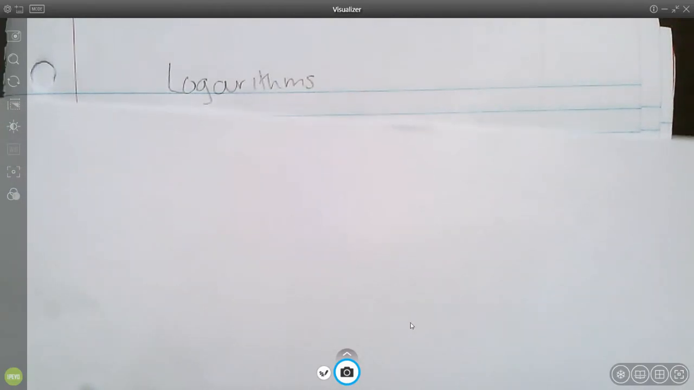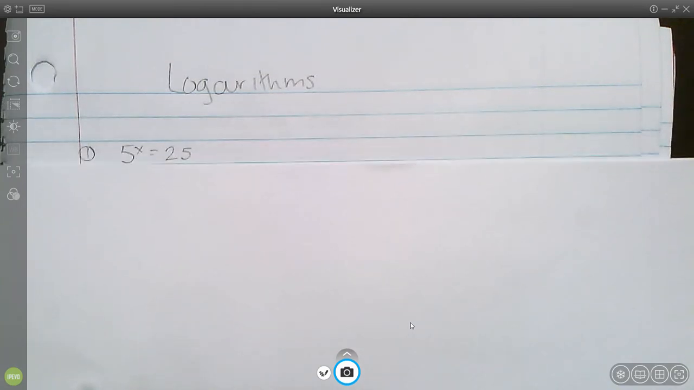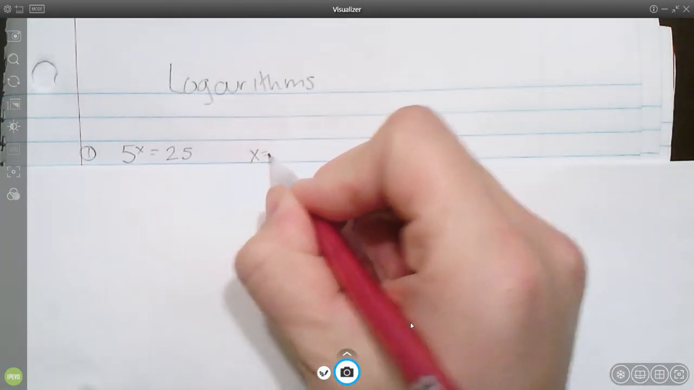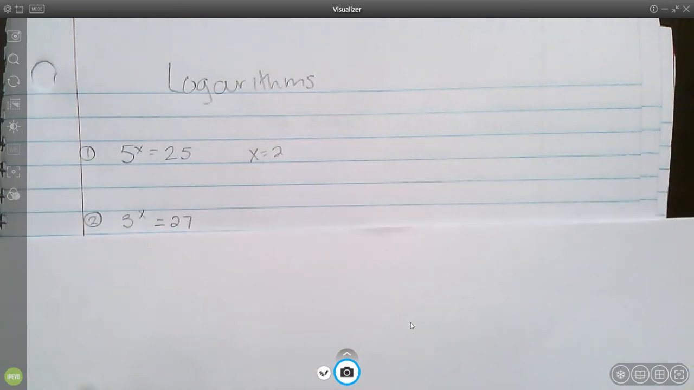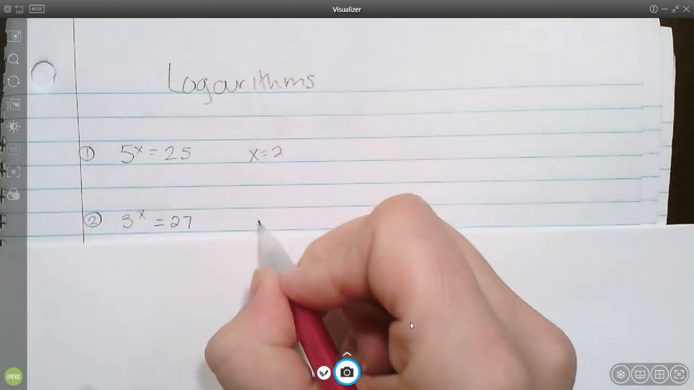Okay, so today we're going to talk about logarithms and what they are used for. So let's look at a couple practice problems. Okay, so do you think you can solve for x in this one? This one says 5 to the power of what gives you 25? Well, that would be x equals 2. Easy peasy. Okay, then we have 3 to the power of what gives you 27? Well, 3 times 3 is 9, times 3 is 27, so that would be x equals 3.